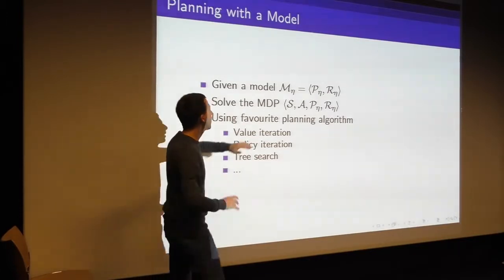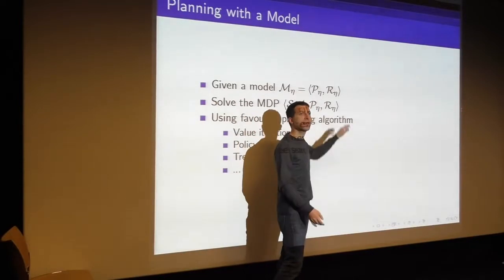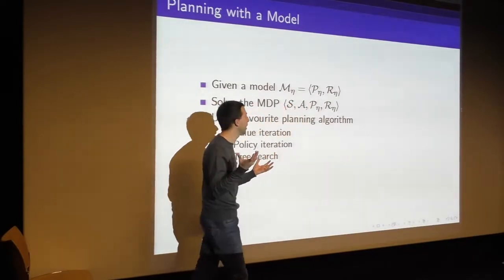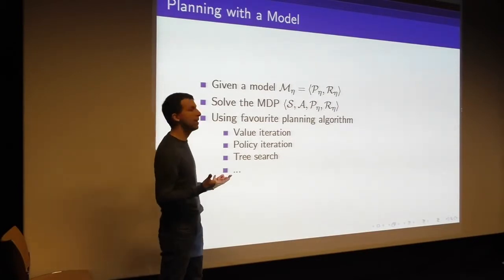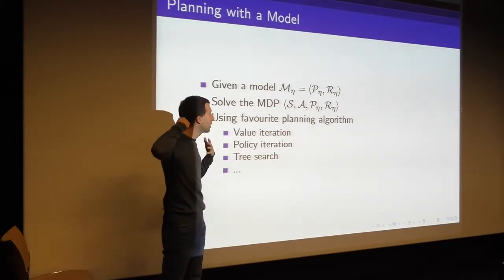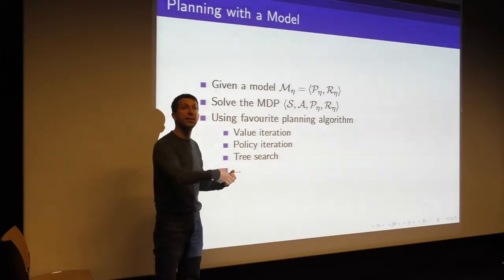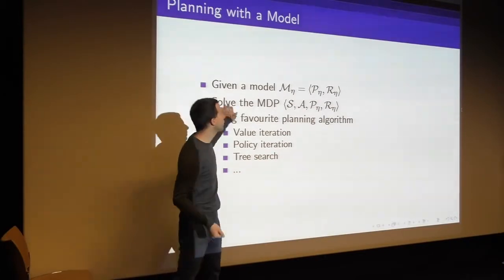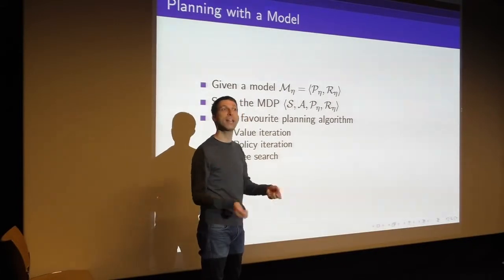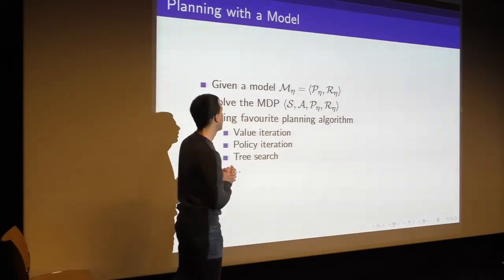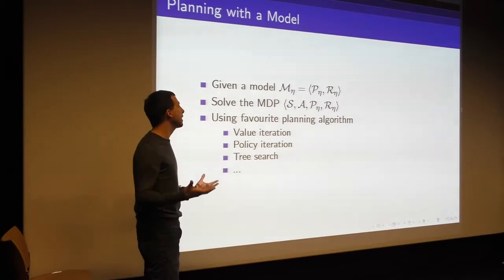So now we've got our MDP that we've learned. We've estimated our MDP, for example, the one on the previous slide. And so now planning basically means solving that MDP. It means using that model that we've got to try and find the best thing to do. And so we're going to solve that MDP to find the optimal value function and the optimal policy, and hence pick the best action. And so you can use your favorite planning algorithm to do that.